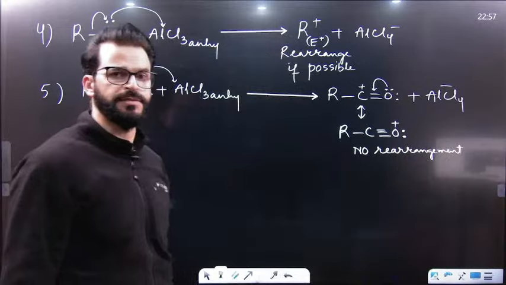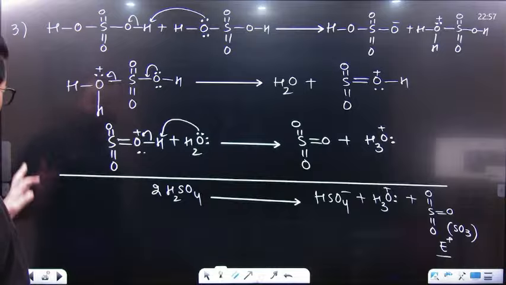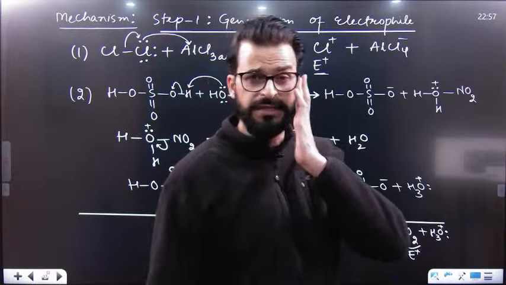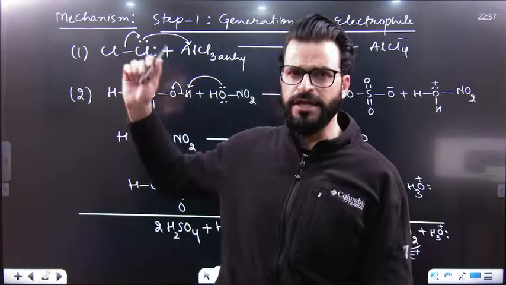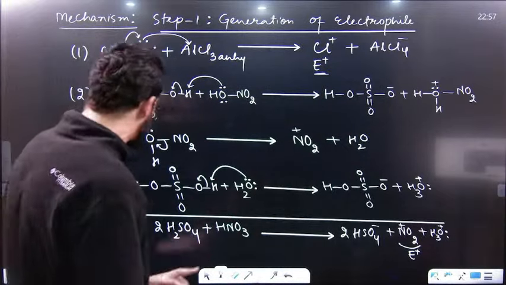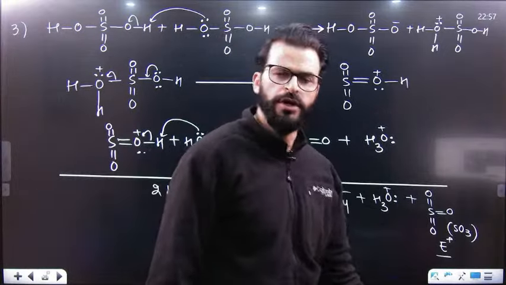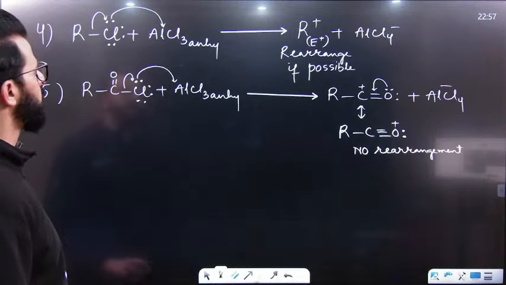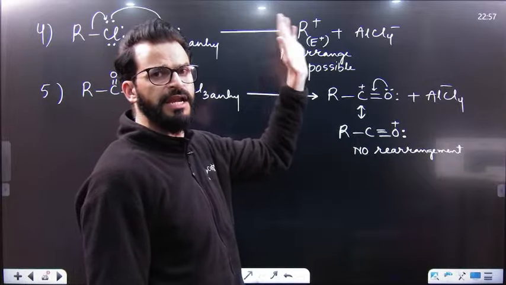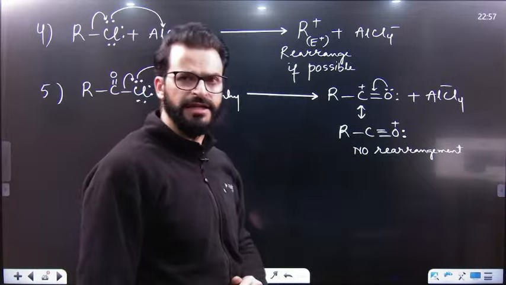So these are the 5 reactions which you have to remember. During halogenation, it's the halonium ion which acts as an electrophile. During nitration, it's NO2 positive which acts as an electrophile. During sulfonation, it's SO3 or SO3H positive which acts as an electrophile. After that, it is Friedel-Crafts alkylation. It is generally the alkyl carbocation, alkyl having a positive charge, acting as an electrophile.